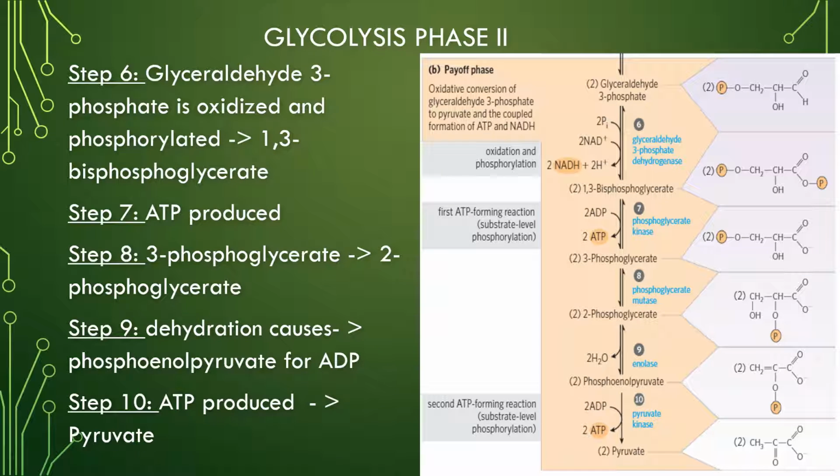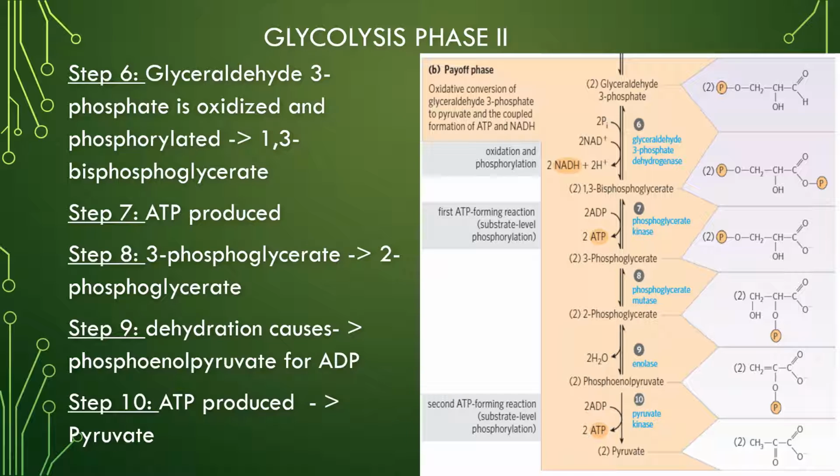Okay, going on to phase 2 of glycolysis. And this is where we come in from phase 1. So we have our glyceraldehyde 3-phosphate, the 2 of them, there's 2, as you can see. And now they're going to be turned into 2 1,3-bisphosphoglycerate, and that is done by another enzyme, which is dehydrogenase.